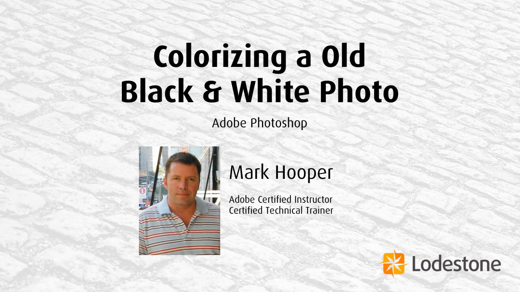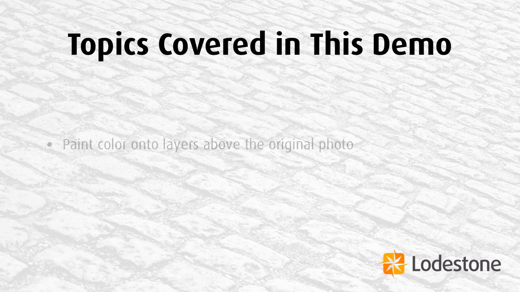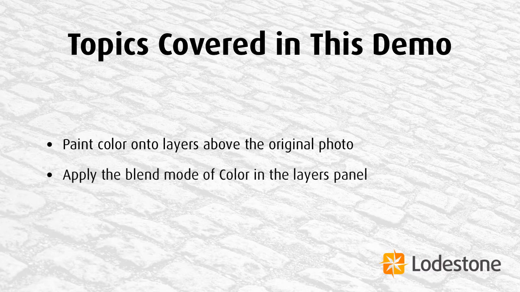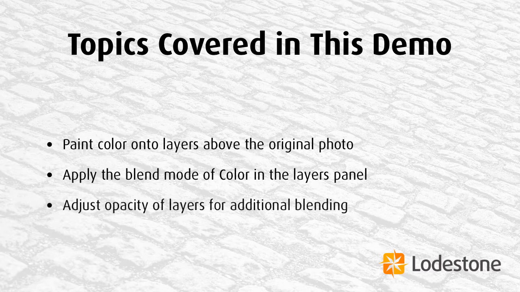In this session, we're going to colorize an old black and white photo in Adobe Photoshop. The topics we're going to cover in this demo include going into layers that we've created above the original photo layer and applying color to those layers. Then we'll use the blend mode of color to blend those down onto the original photograph. And then finally, to fine-tune it, go in and adjust the opacity of individual layers if you need to have additional blending down to the original.